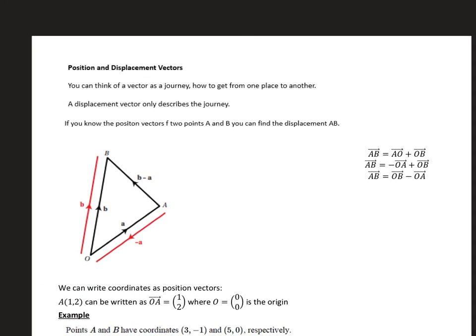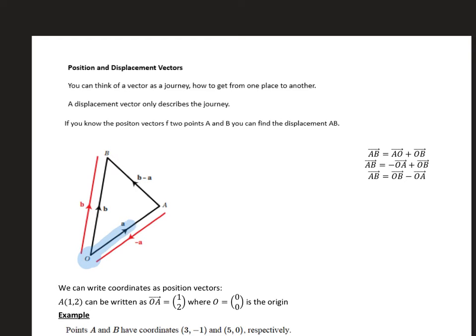Okay, now we're going to talk about position and displacement vectors. So we can think of a vector as a journey that starts at one place and ends at another place. So remember, it's a direction with a length. So it's getting from one place to another place. So a displacement vector only describes the journey. So if I know the position vectors of 2 points A and B, I can find the displacement AB. So looking at this triangle on the left, I've got O is just what we call the origin. So this thing here, it's used blue, that's my origin.